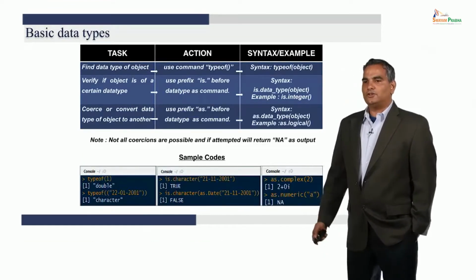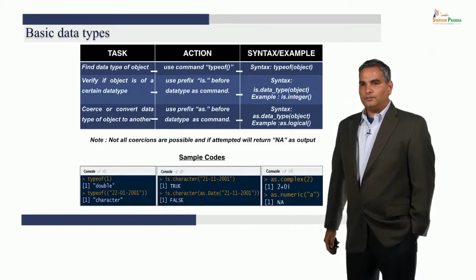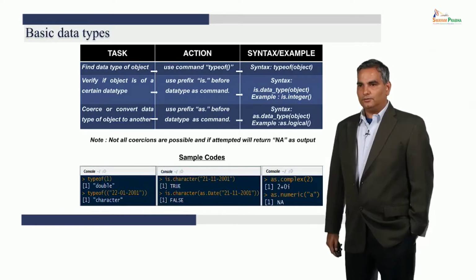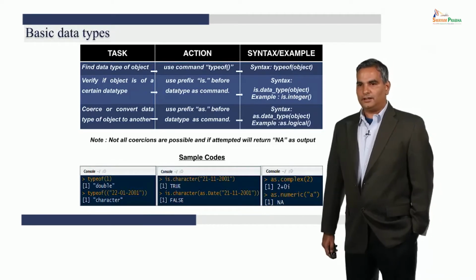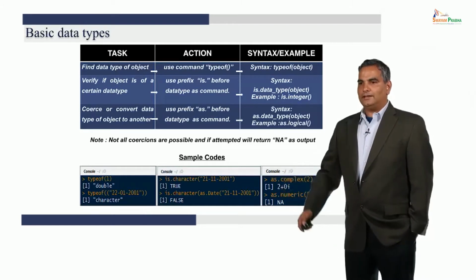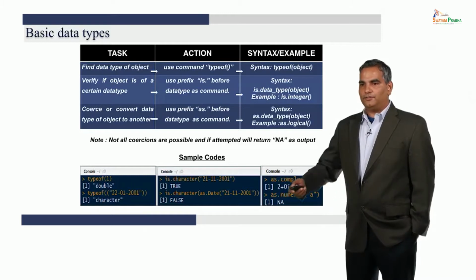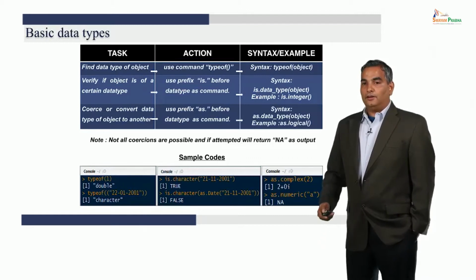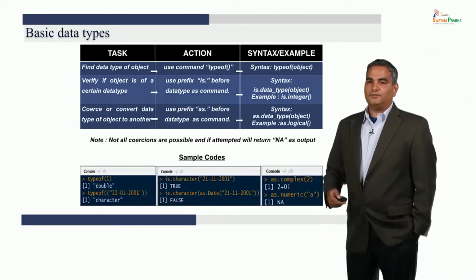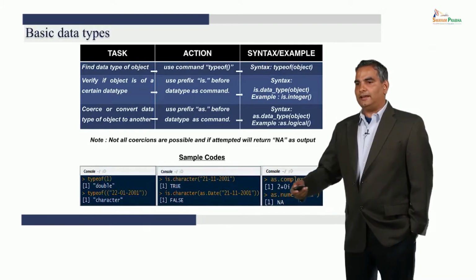There are several things that you can do with the data type. In this slide, what we're going to show is a table which talks about the tasks that you can do, and then the syntax for that. So if you want to find the type of an object, the action that you should do is typeof. So the syntax is, whatever object for which you want to find the type, you simply say typeof that object.